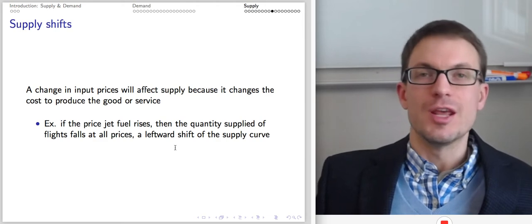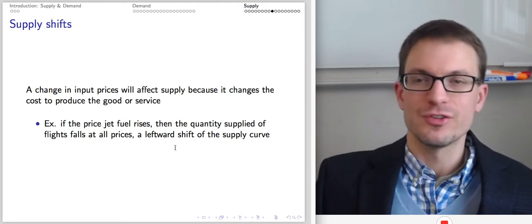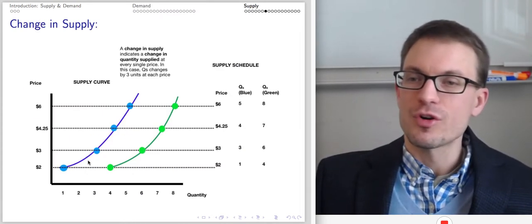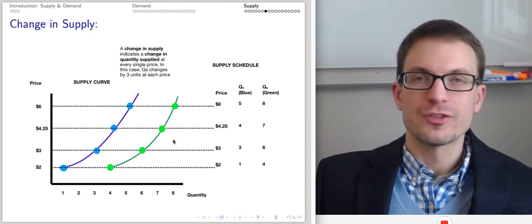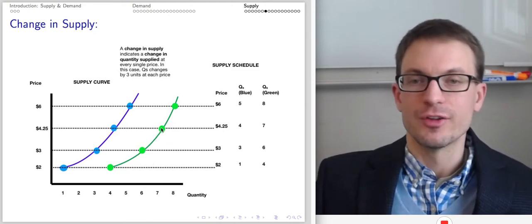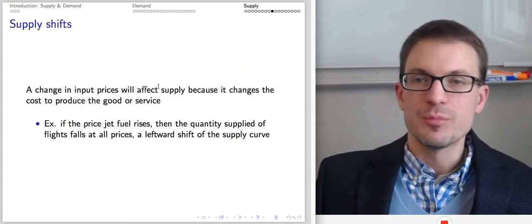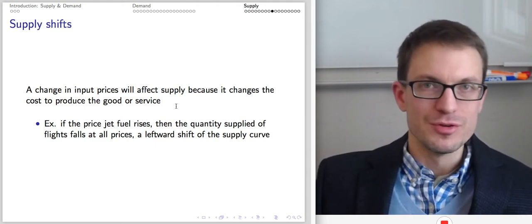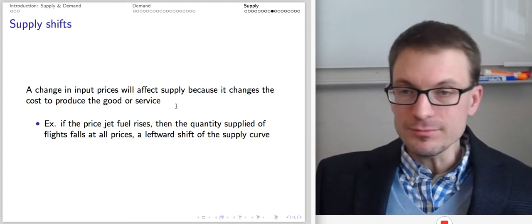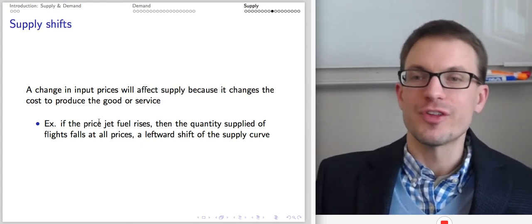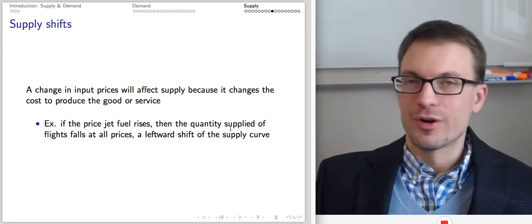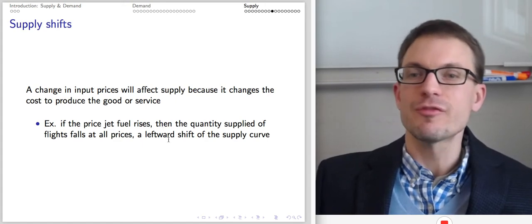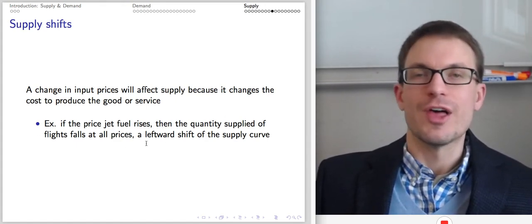Okay, so a change in input prices. Basically, this changes the cost of production. And this is important: the height of the supply curve corresponds to the costs for sellers. So naturally, if input prices change, if they rise or fall, this affects the cost to produce any quantity. That's why we can get a shift in the curve. For example, if the price of jet fuel rises, we're going to expect the quantity supplied to fall at all prices because costs have risen at all prices. So we get a leftward shift of the supply curve in the market for flights.